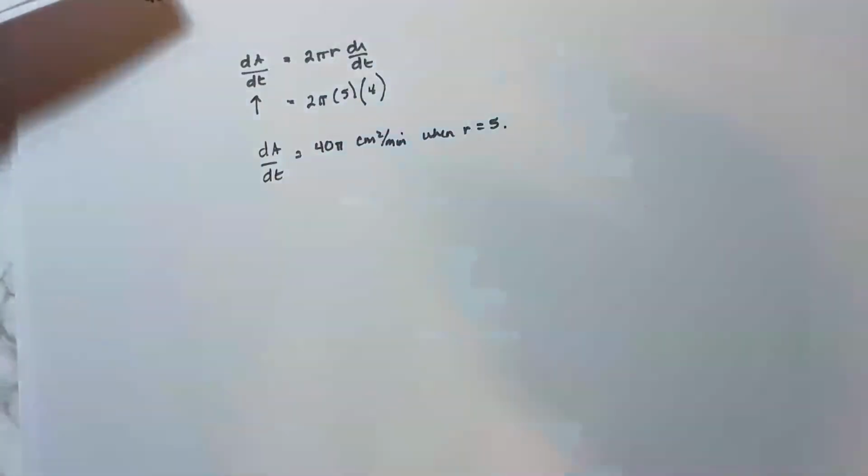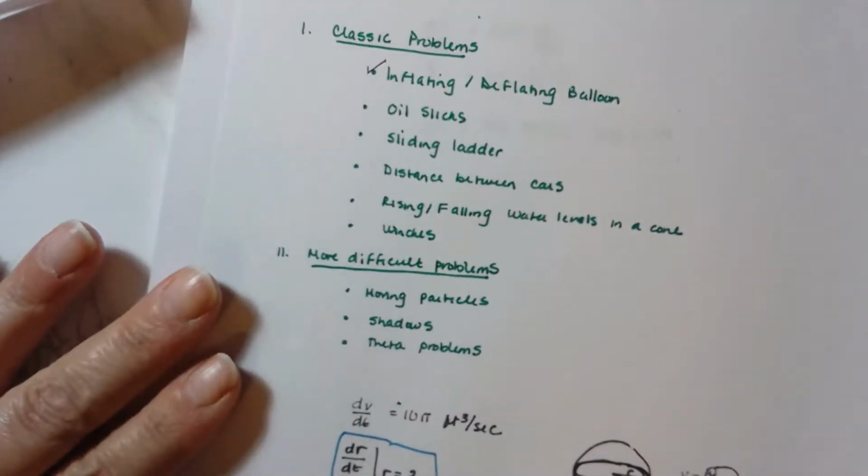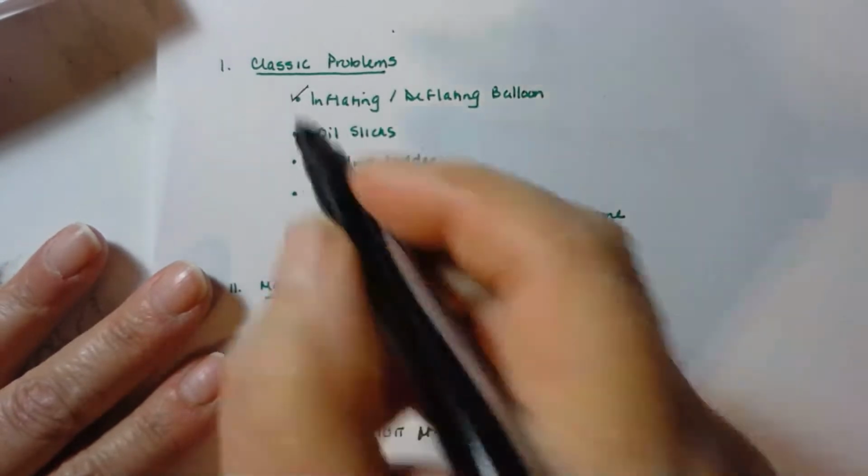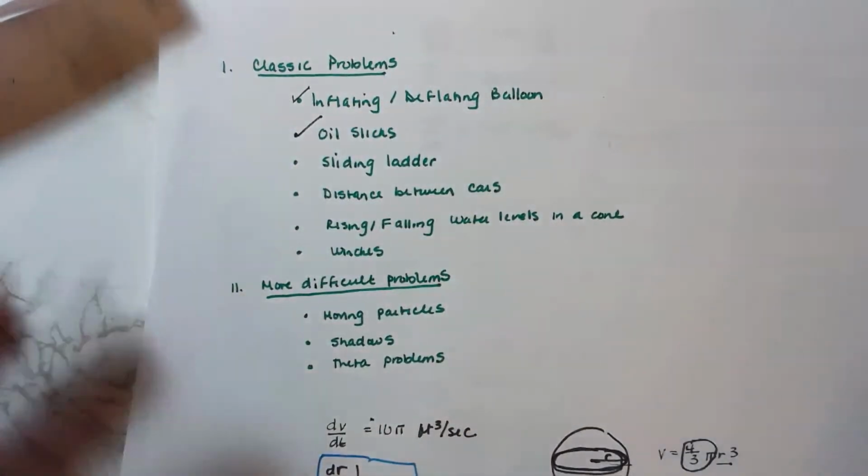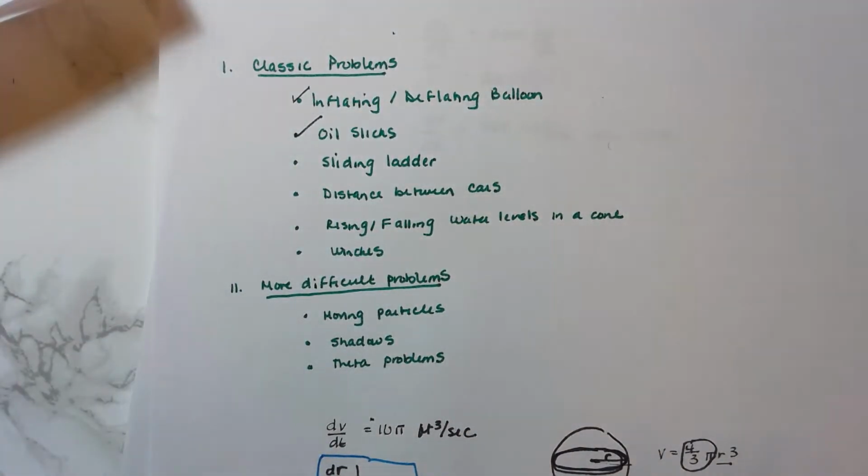All right, let's do a ladder. So let's see here. We did balloons. We did oil slicks or circular things. It could be a circular plate that is heating. It could be you throw a rock into a pond and you've got these concentric circles rippling out. They're all done the same way.